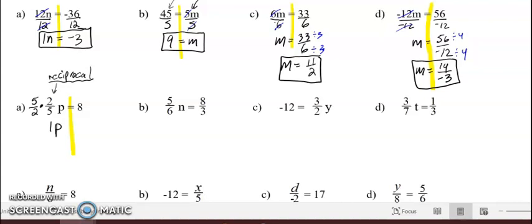But remember the rule, whatever you do to one side, you have to do to the other side. And this is where you have to be just a little careful about how you set it up, because you're multiplying 8 by 5 halves. And you better remember that 8 as a whole number can be rewritten as 8 over 1.